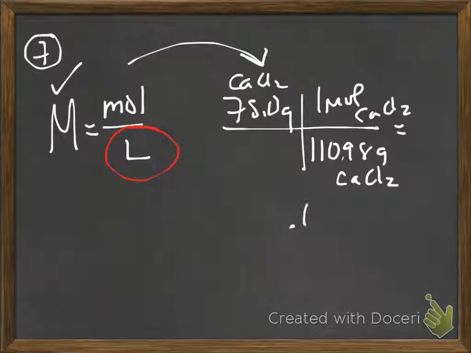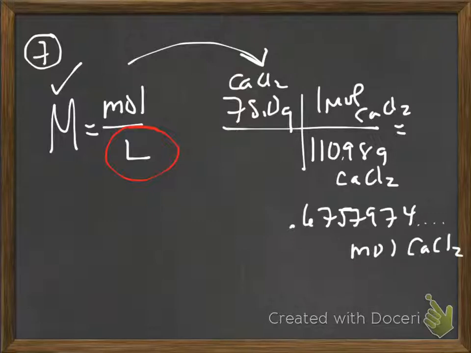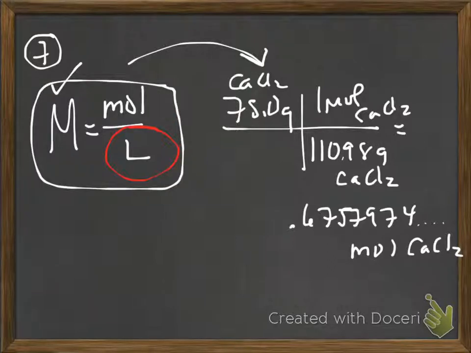So we get 0.675797 and so on moles of calcium chloride. At this point, do we have enough information? Yep. And I know I mentioned this to a couple of you yesterday. I'm going to say it one more time.